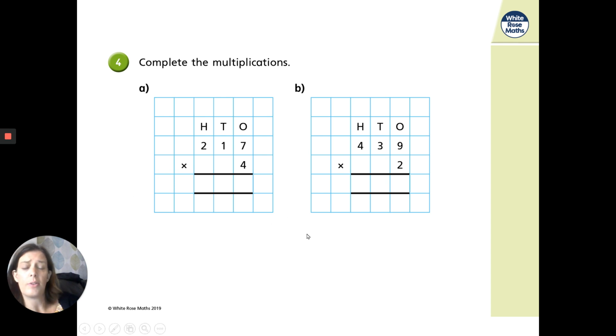Okay, your turn now to have a go at these two. If you need to draw a place value chart, that's fine. You can draw a place value chart to help you. Pause the video while you have a go at these two.